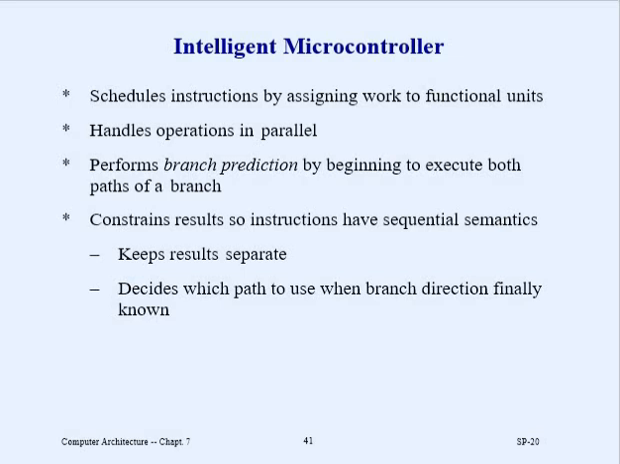Okay, the next article is the intelligent microcontroller. What it does is it schedules instructions by assigning work to functional units, and it handles operations in parallel, performs branch prediction by beginning to execute both parts of a branch, and constrains results so instructions have sequential semantics, keeps results separate, and decides which path to use when the branch direction is finally known. Okay, what is the crux of this intelligent microcontroller?